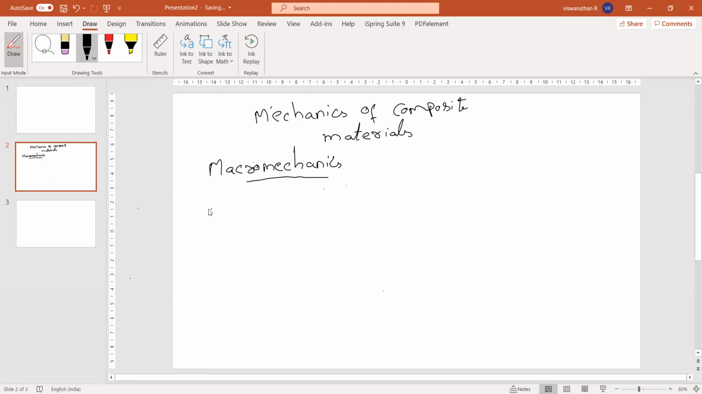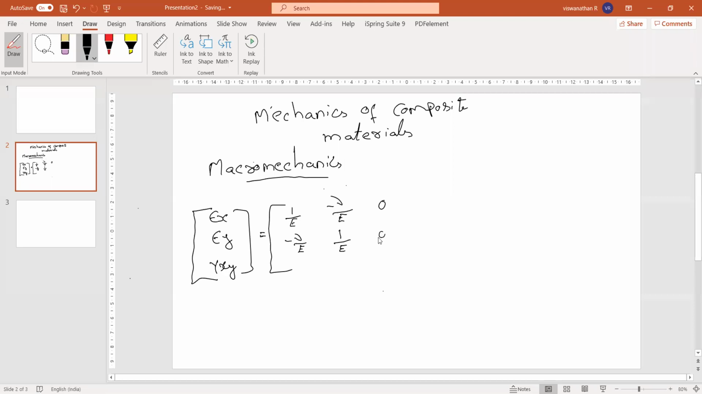Okay, so we have this strain-stress relationship where this is epsilon x, epsilon y, gamma xy is equal to, what was this matrix? 1 by E, minus nu by E, 0, minus nu by E, 1 by E, 0.